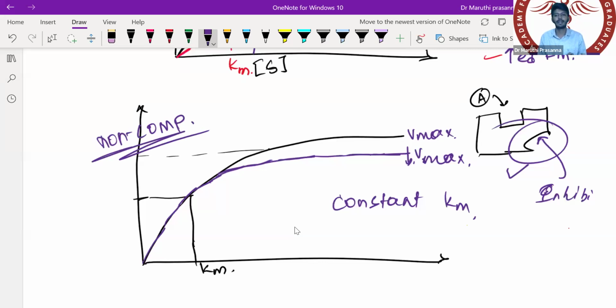So that is the story of your competitive and non-competitive inhibition. Any confusion? I hope it is clear. I hope there is no confusion, I think.